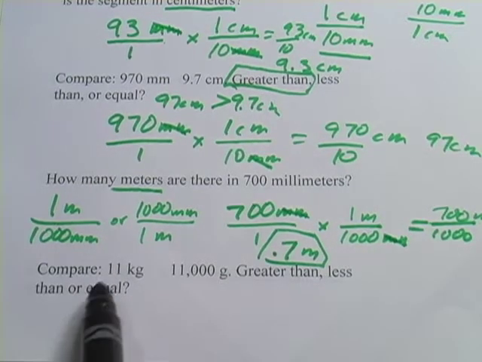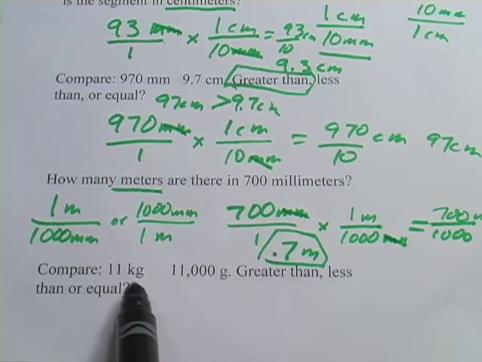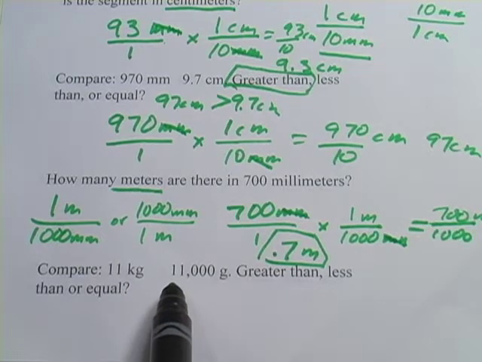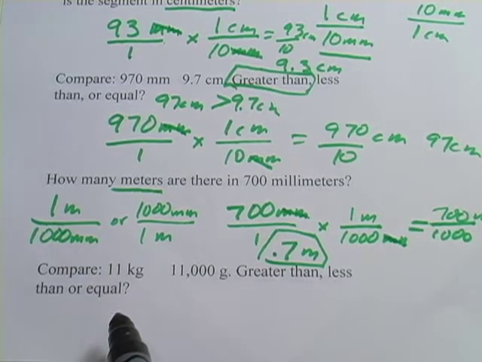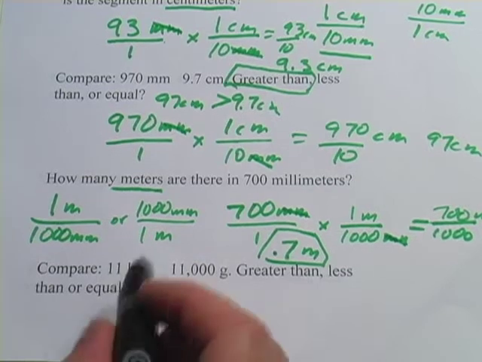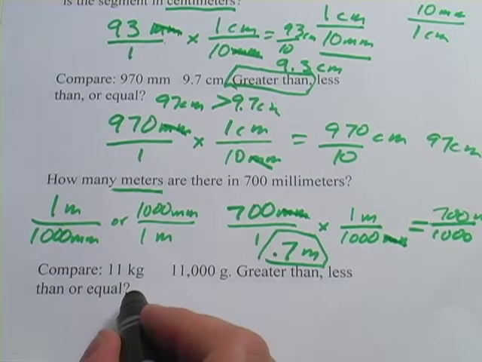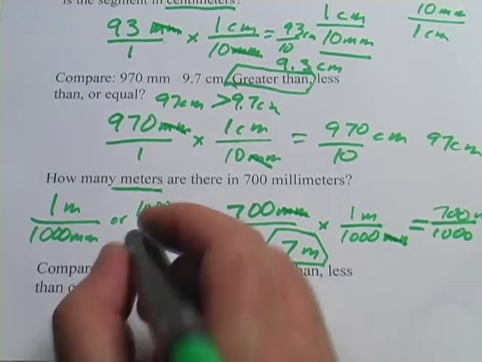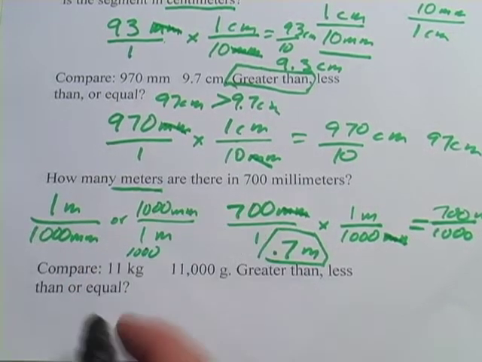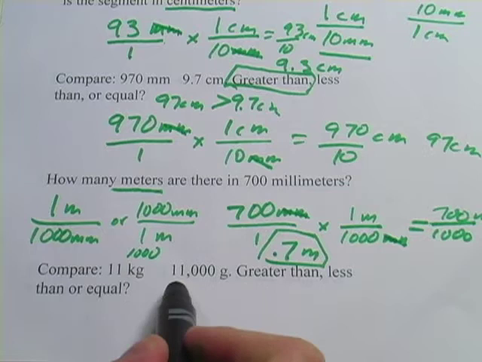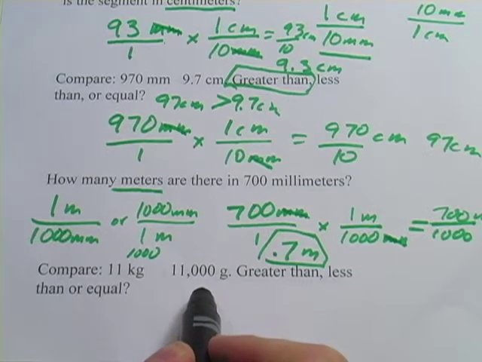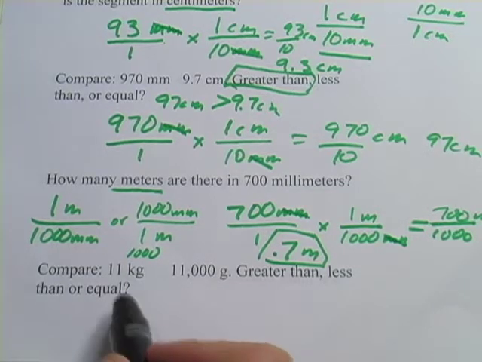Okay, last one. This one says compare 11 kilograms and 11,000 grams. Greater than, less than, or equal. Well, a kilogram is 1,000 grams, so you might be able just to figure this out in your head. If you replace that K with 1,000, it would say 11,000 grams, and that says 11,000 grams, so they should be equal. But if you wanted to try to convert one of these units to the other, let's just do that really quickly.